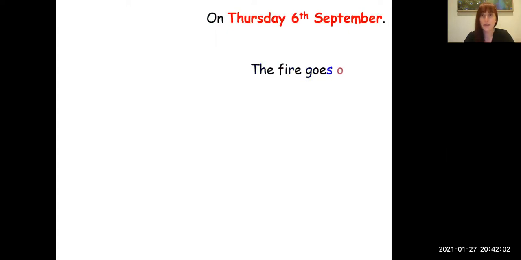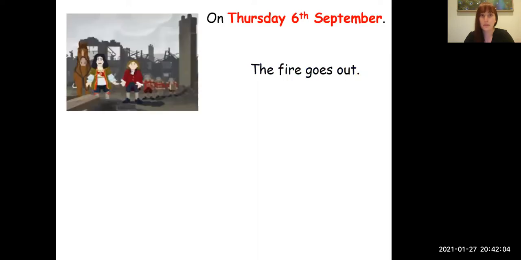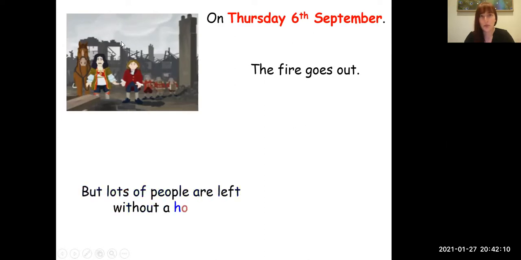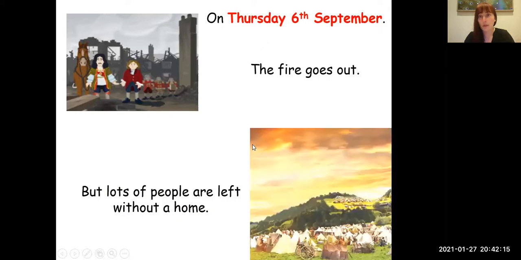Finally, on Thursday, the 6th of September, so on the 5th day, 5 days this fire lasted, the fire finally went out. Now they all look celebrating, congratulating each other for being able to put the fire out at last. But look at all the destruction in the background. Unfortunately, lots of people were left without a home, and many people had to camp in the countryside outside London for a long time afterwards until the city was rebuilt, or they'd have to go and find homes somewhere else.